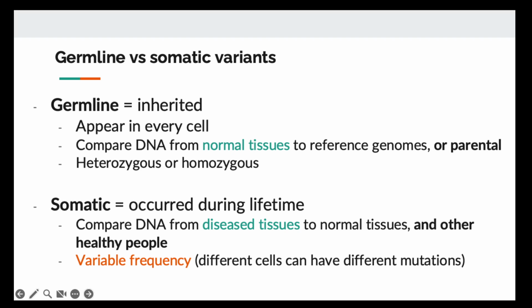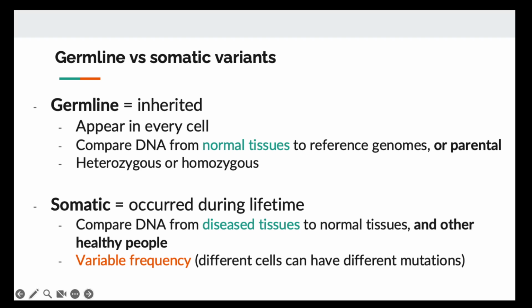And germline mutation is also easier to identify because they are usually either heterozygous or homozygous. So if you have 100 reads, you're either going to have all 100 reads being the same genotype, right, if it's homozygous, or you're going to have a 50-50 split of different alleles because it's heterozygous.